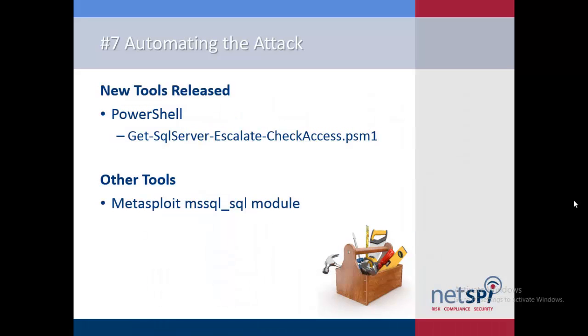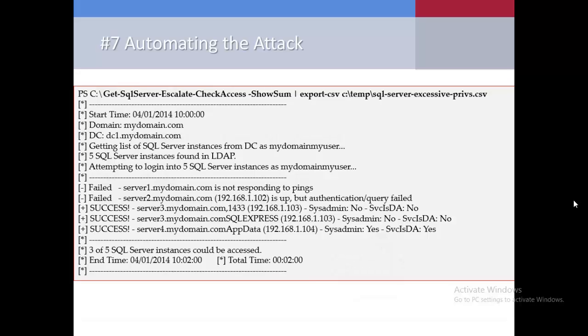So I built one tool for this called Get-SQLServerEscalateCheckAccess. It will go through and grab some interesting information. You can also just use the Metasploit module that's been around forever, and actually it's much, much faster than the PowerShell module I wrote, just because of the way the threading works in Metasploit, which is pretty cool. But the PowerShell module will do a few extra things, so here's kind of a screenshot of that.